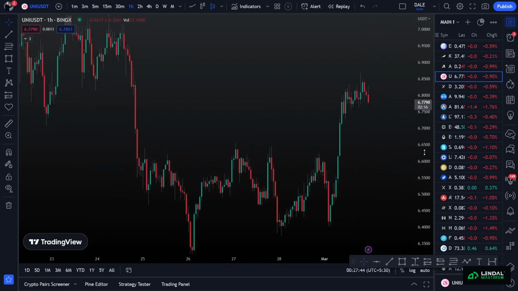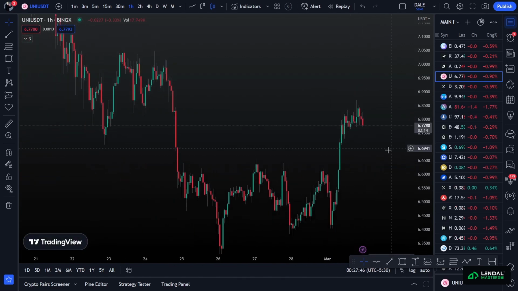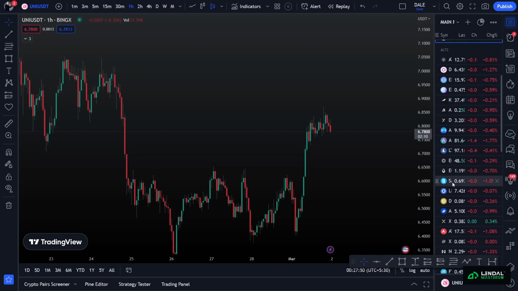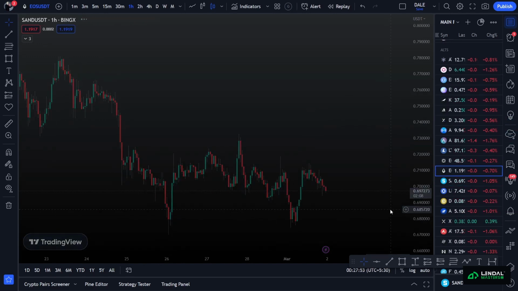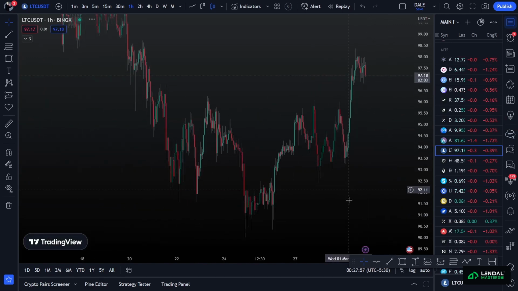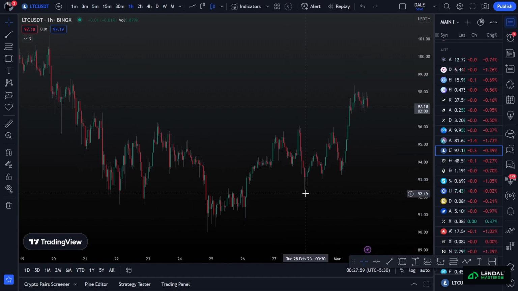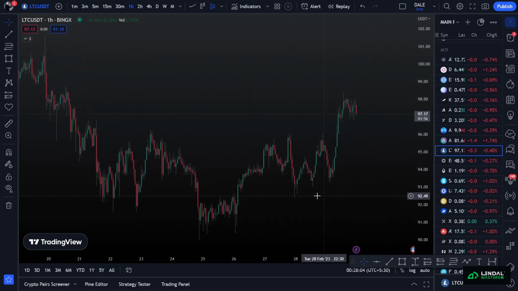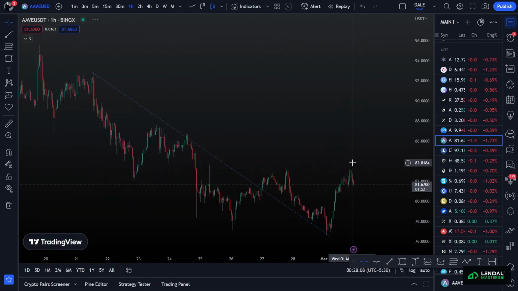Okay, I'm expecting Uniswap to be a potential setup. Let's shortlist this now. LTC though, I'm going to refrain from LTC now. I don't really like the price action LTC has now, so let's move on to the next.